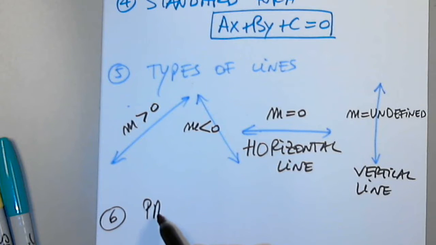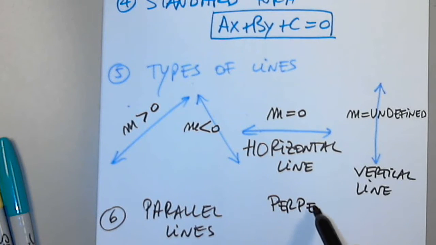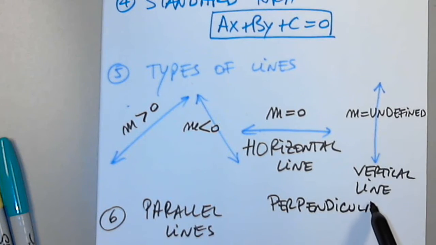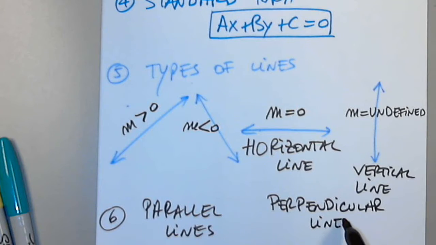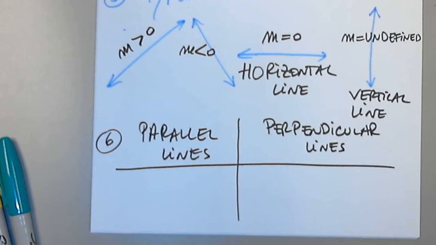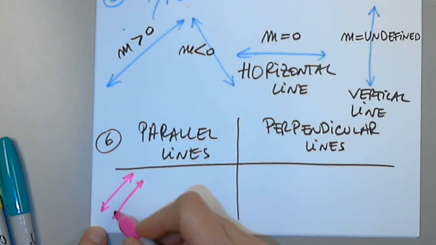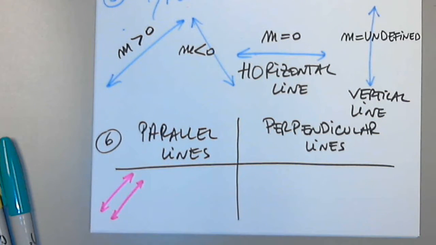is parallel lines, perpendicular lines. Two lines are parallel, and I'm going to graph two parallel lines right here. You can say they're not perfect. I would have to agree.